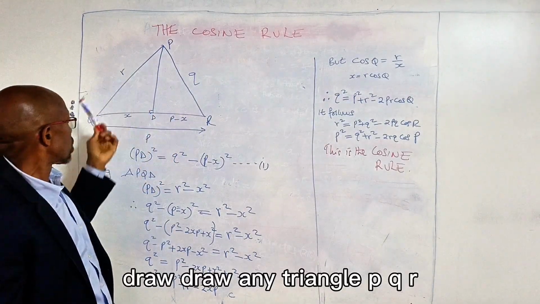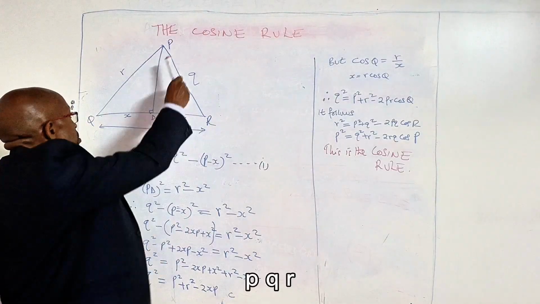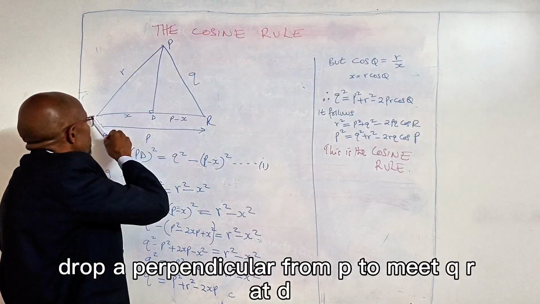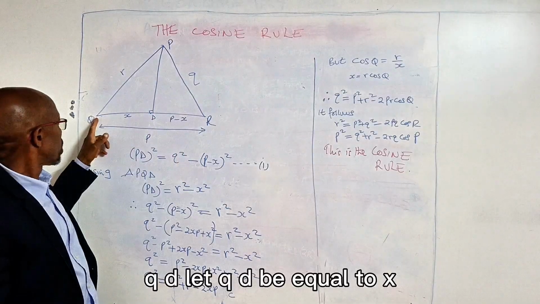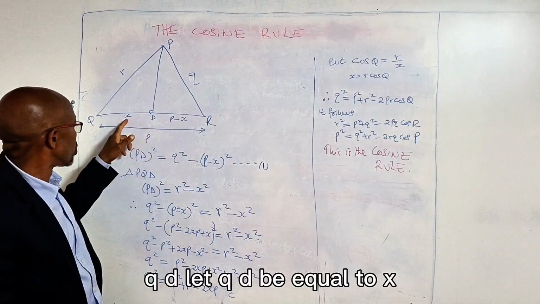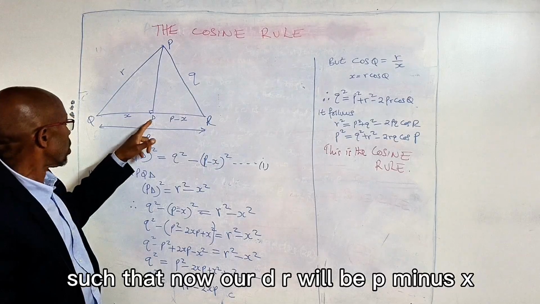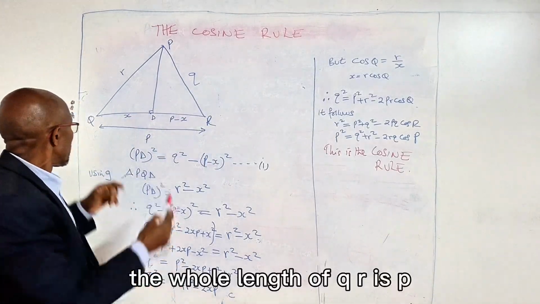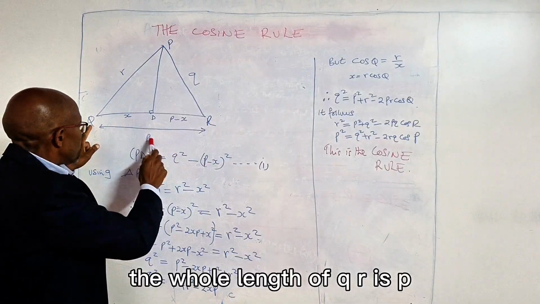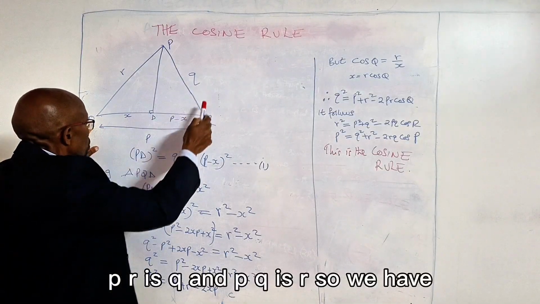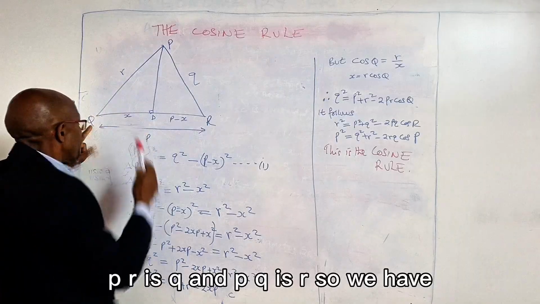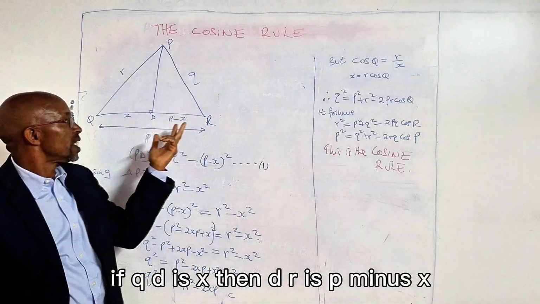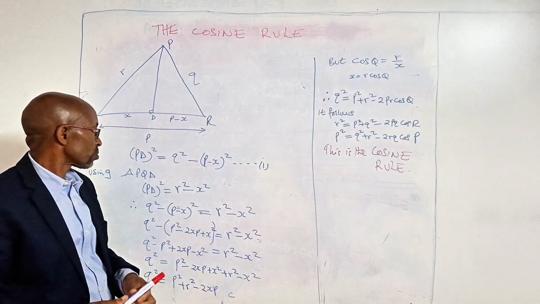Now the cosine rule. Draw any triangle PQR. Draw a perpendicular from P to meet QR at D. Let QD be equal to x, such that now our DR will be p minus x. The whole length of QR is p, PR is q and PQ is r. So if QD is x, then DR is p minus x.